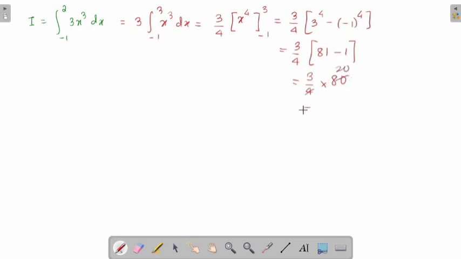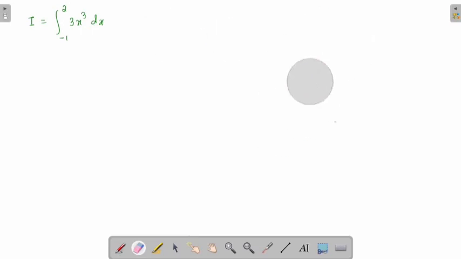So your answer must turn out to be 60. Let's see whether we get our answer to be 60 or not. Okay, so let's quickly solve this. For that, I am not going to write that formula again and again. You must be able to understand. This is your a.